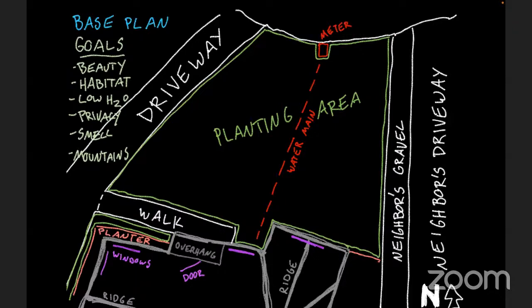So for my partner, Kira, and I, our goals for our front yard were, we wanted a beautiful front yard. We wanted to have lots of habitat for birds, butterflies, and pollinators. We wanted it to be low water. We wanted to get a little bit more of a sense of privacy. We're on a cul-de-sac and the front yards, they're not tiny, tiny. This is 1,200 square feet of landscape area.